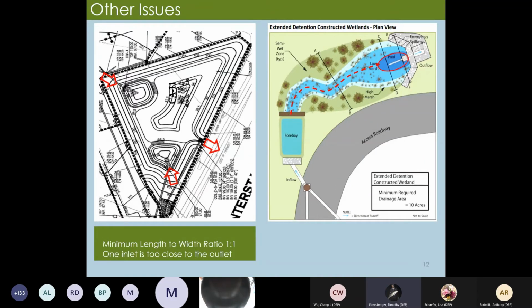As you can see, this triangular shaped basin will not meet the 1-to-1 ratio requirement. Also, one of the inlets to the basin is very close to the outlet. The 1-to-1 ratio is essential because the stormwater runoff that is directed to the wetland needs to have a path to contact with vegetation. If a basin is designed like this, with the inlet so close to the outlet, vegetation may not provide the full TSS removal, and therefore a 90% TSS removal rate cannot be assumed.